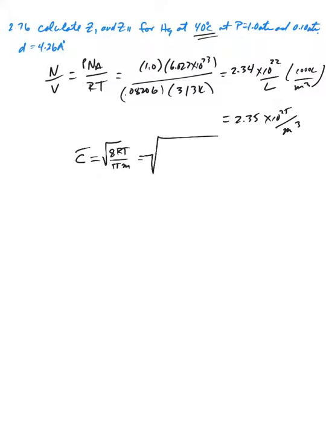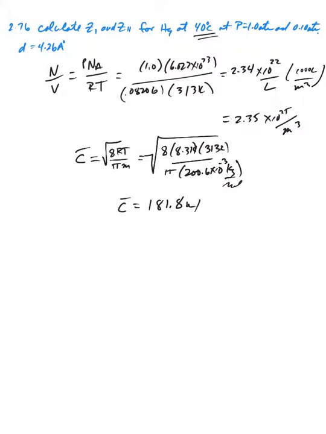And in this expression, similar to before, I use the energy version of the gas constant times my temperature of 313 K, and the molar mass is expressed in kilograms per mole instead of grams like we normally do. And my average speed turns out to be 181.8 meters per second.